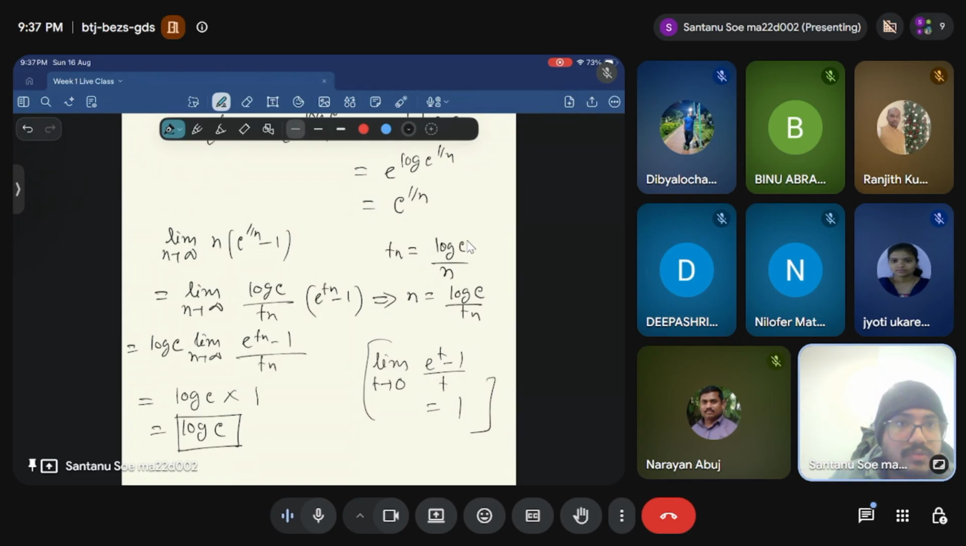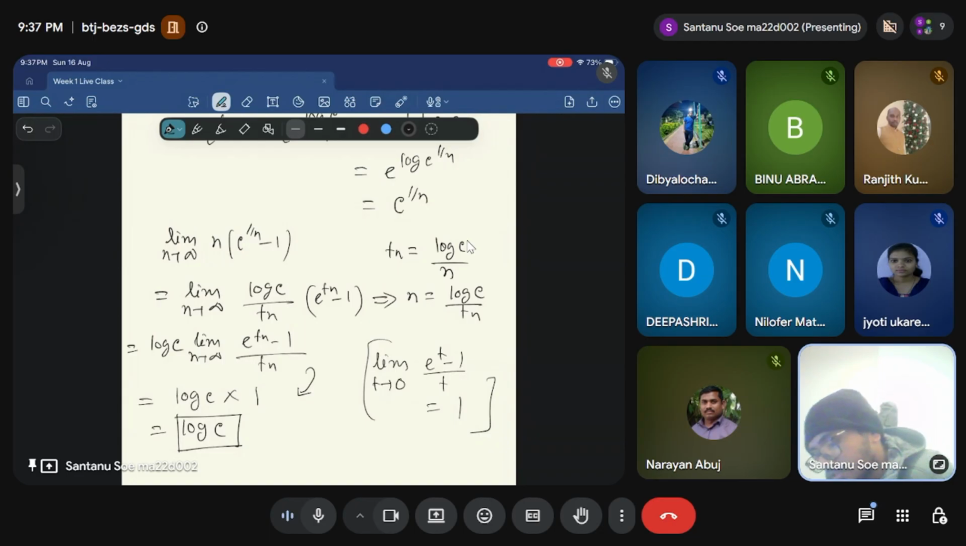Is this clear to everyone? A lot of things are going on, right? So what I'm using is the sequential criteria of limit. That means if the limit as t tends to 0 of (exponential of t minus 1) divided by t is 1, then if the sequence tn goes to 0, (exponential of tn minus 1) divided by tn will be 1.